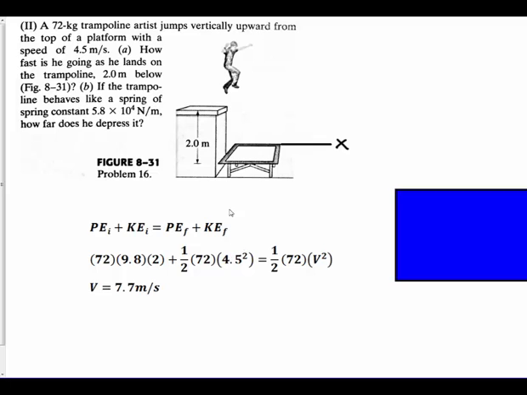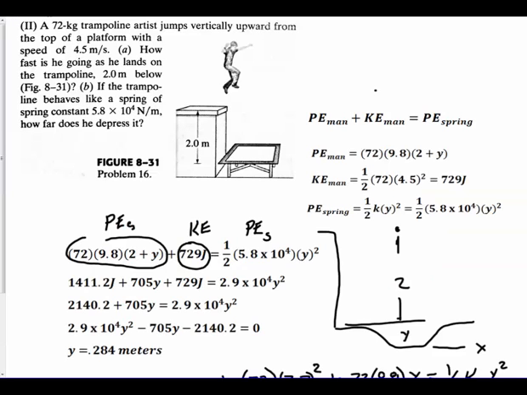All I have to do now is set that up for when he lands on the trampoline and find the velocity. I'm going to do 1/2 times mass times velocity squared. Again, remember, when he lands, he has no potential energy with respect to the top surface. So when I solve that, I get a velocity of 7.7 meters per second. And that's how you're going to do part A. To do part B, now I've set it up a little bit differently.